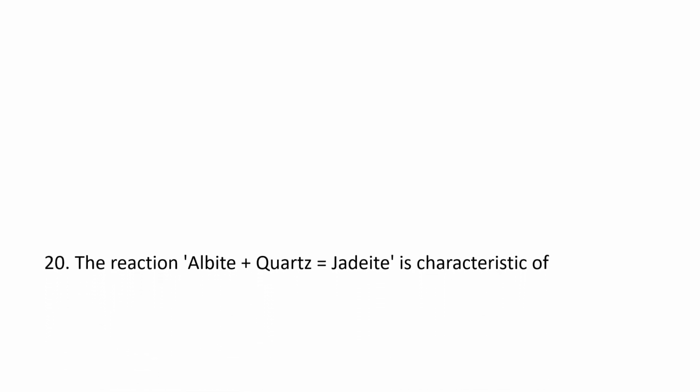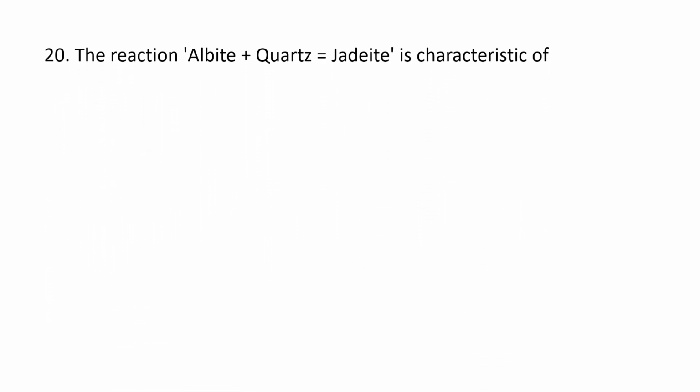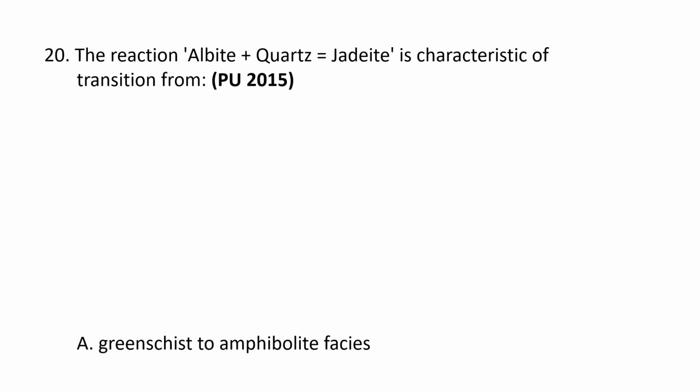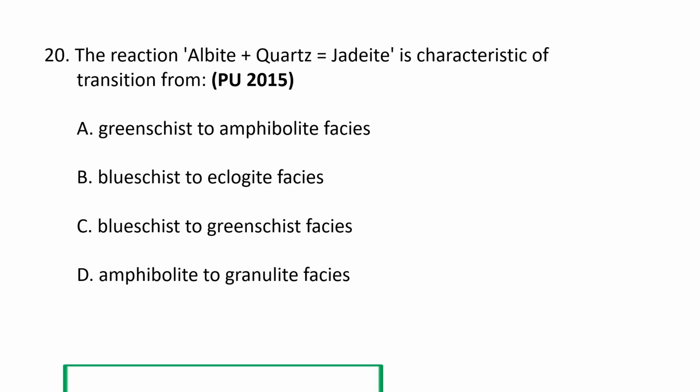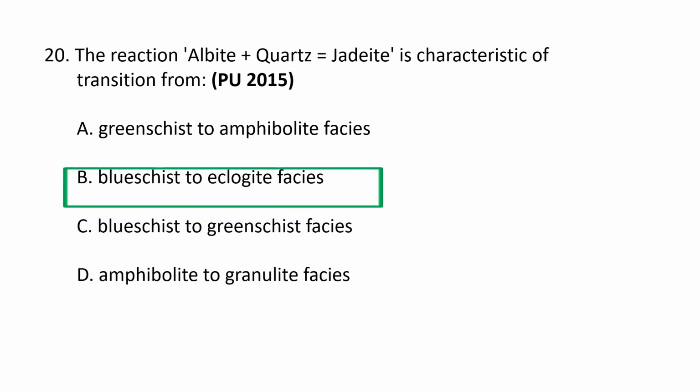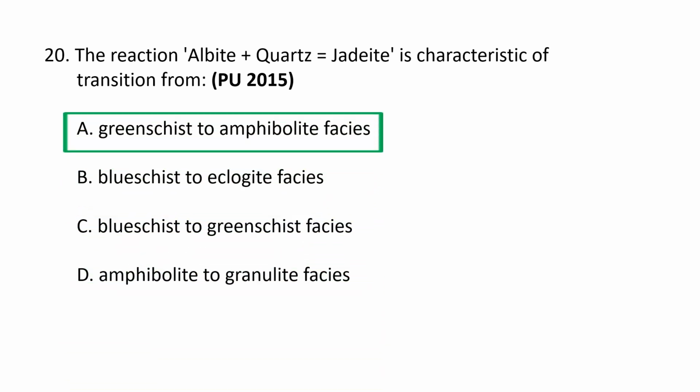Next question. The reaction albite and quartz gives rise to jadeite. It is a characteristic of transformation or transition from A, Green schist to amphibolite facies, B, Blue schist to eclogite facies, C, Blue schist to green schist facies, and D, Amphibolite to granulite facies. The correct option is A, Green schist to amphibolite facies.